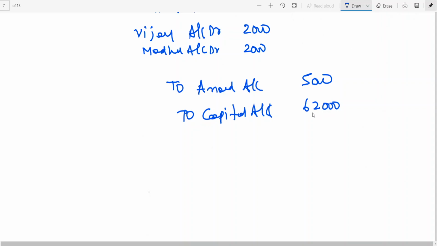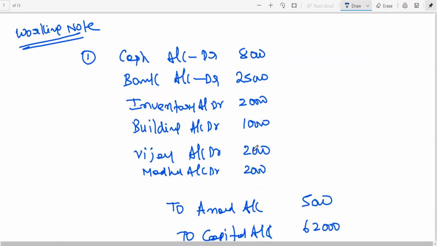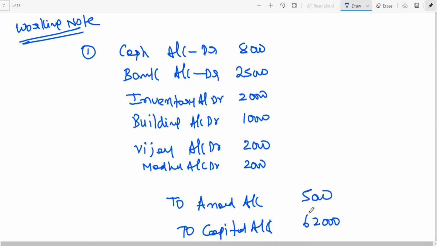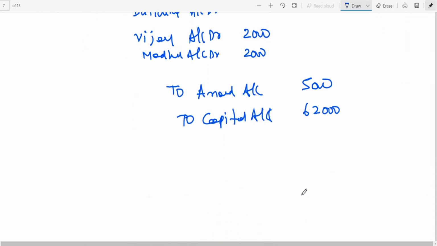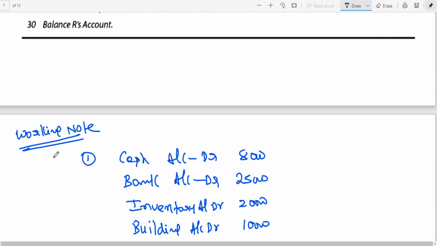Now you can see the total debit must always be equal to credit. 25 plus 8, 33 plus 2, 35, 45, 25, 20, 45, 45, 10, 55, 55 plus 8, 63 plus 4, 67, 62 plus 5, 67. This is what is called the opening entry. So just to explain, I am writing the next entry.